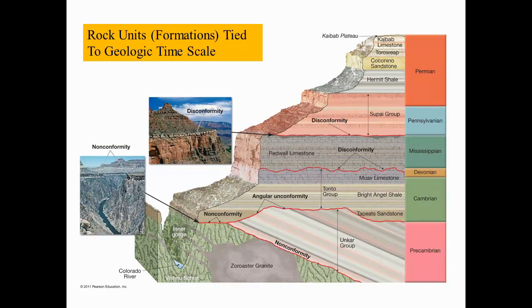And what's more, the geologic time scale can be tied into rock units or formations. So that, for example, the Unkar Group of the Grand Canyon is assigned to the Precambrian. The Supai Group includes the Pennsylvanian and part of the Lower Permian period. Hermit Shale corresponds to the Permian period, and so on.